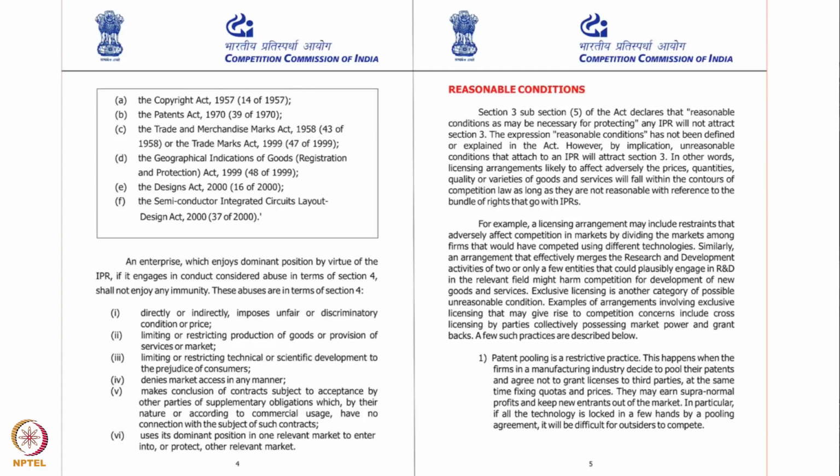Whereas a condition saying that one product which is protected by a patent will be tied to another product in such a way that you have to buy them both will become an unreasonable or a restrictive condition, for which the Competition Commission can inquire and take action if a complaint is filed before it. Now let's look at some of the restrictive practices. Patent pooling is a restrictive practice.